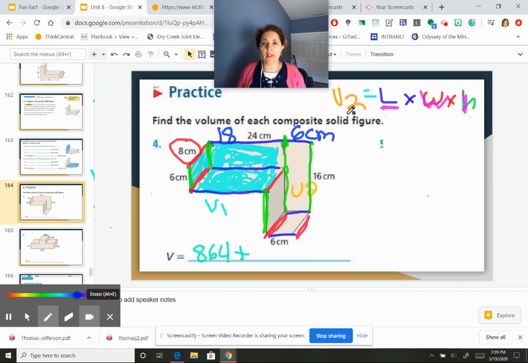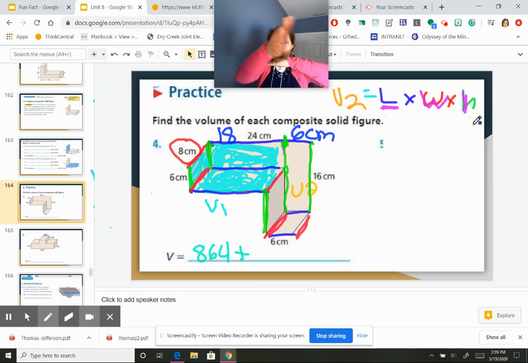Got my formula. Volume 2 equals length times width times height. Remember, length, width, height. Okay, so now I got to find, this is my volume 2 shape. I got to find my length. So in the last one, we figured out that my length here is 6, right? Because remember when we found volume 1, we had to subtract, and we found out this was 6 because this is parallel to this, which is parallel to this. So I have my length of 6.